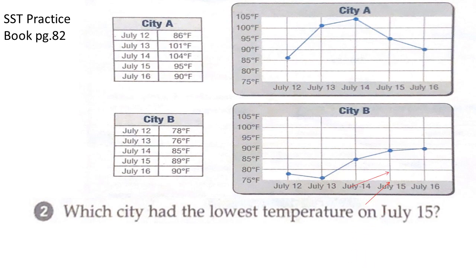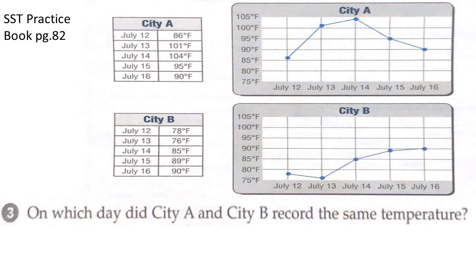July 15, perfect. And I see that for City A, the temperature was 95 degrees Fahrenheit, and for City B, I see that it's a little below 90, 89. I can confirm my doubts from the table. You can do that too. July 15th, perfect. So this sounds like City B, because obviously 89 degrees Fahrenheit is lower than 95 degrees Fahrenheit. So the answer is City B.